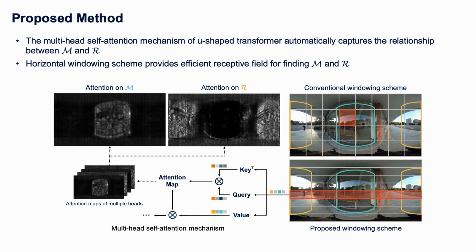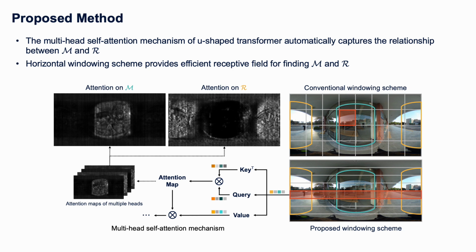We utilize the multi-head self-attention mechanism of the transformer, which can automatically capture the relationship between the region M and R. We also devise a horizontal window to provide an efficient receptive field for the proposed transformer network for finding M and R. Compared to the conventional square-shaped window, our proposed window contains both M and R. The proposed method implicitly estimates the regions of M and R by calculating the dot product similarity between the tokens.